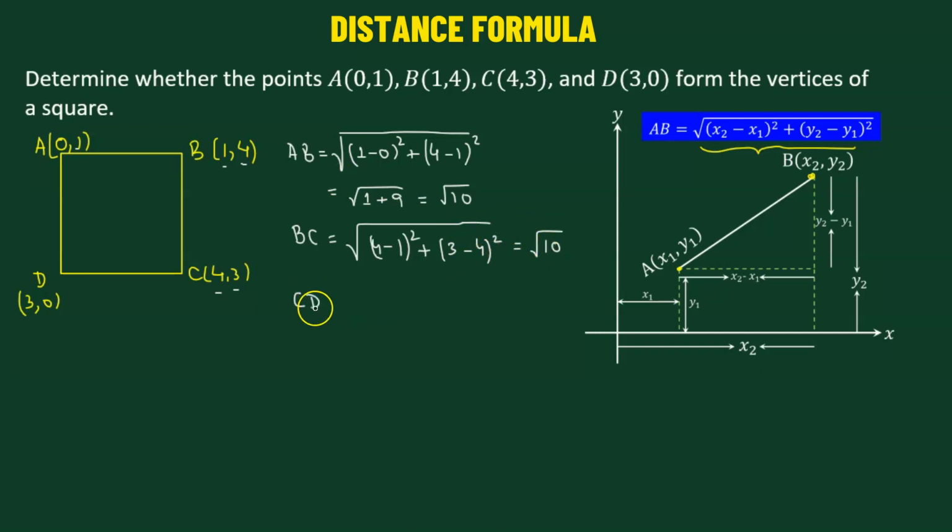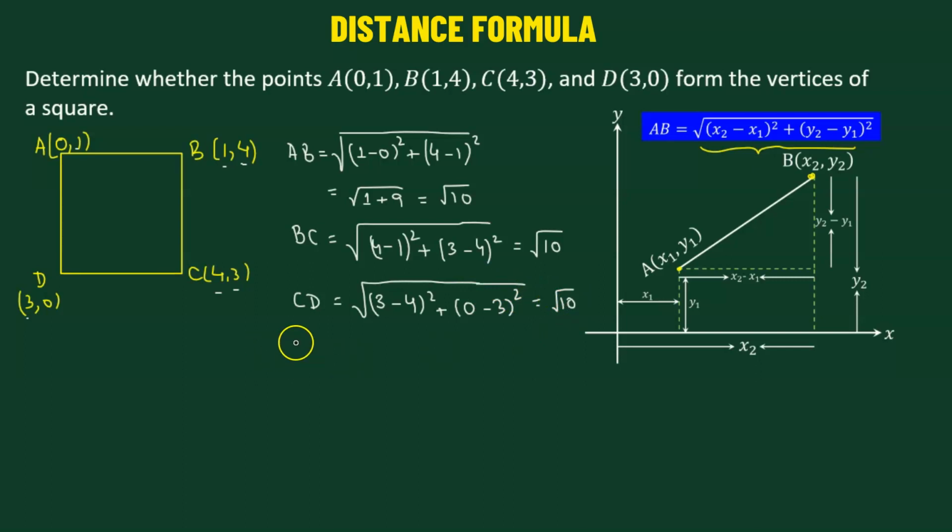Similarly, we can find the value of CD. CD is going to be the square root of, here we have the x coordinate of D, which is 3, minus the x coordinate of C, which is 4. So (3 minus 4) squared, added to the y coordinate of D minus the y coordinate of C. That's (0 minus 3) squared. This also gives us the square root of 10.